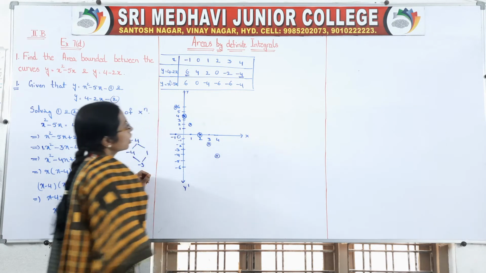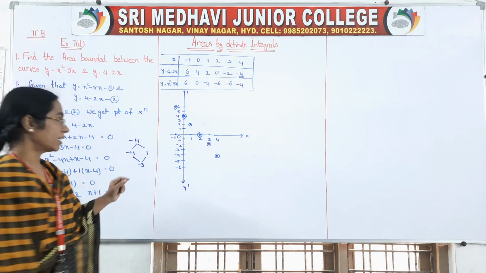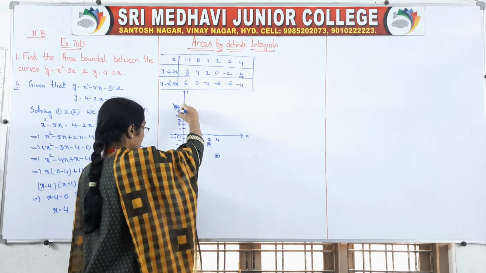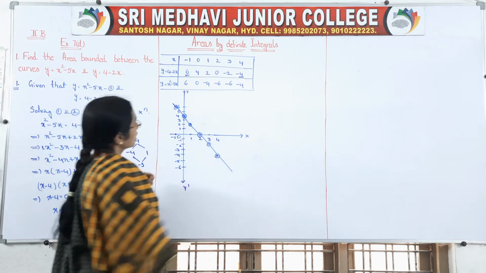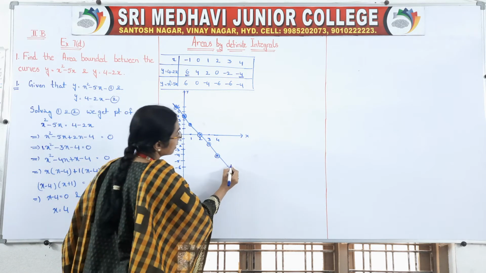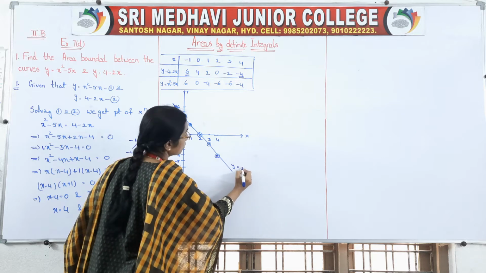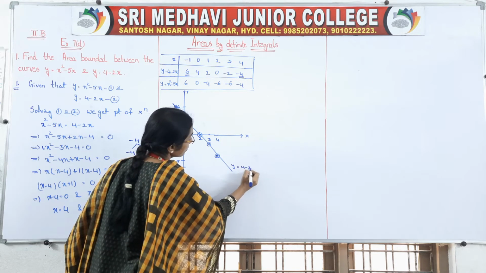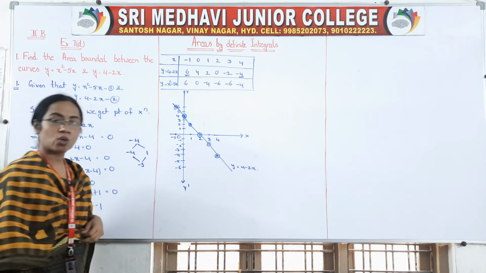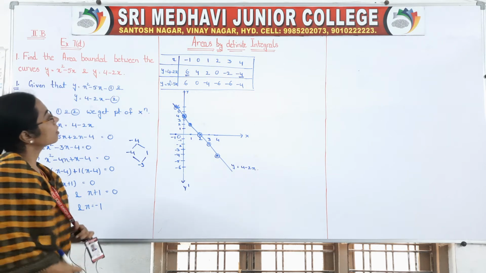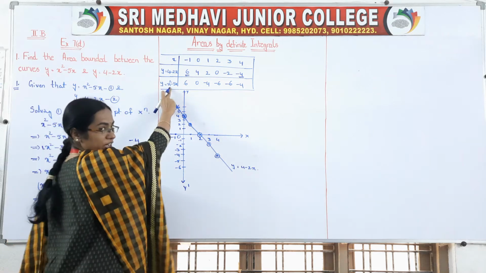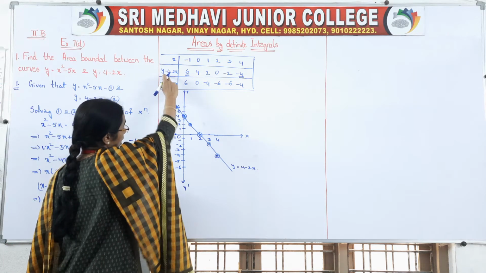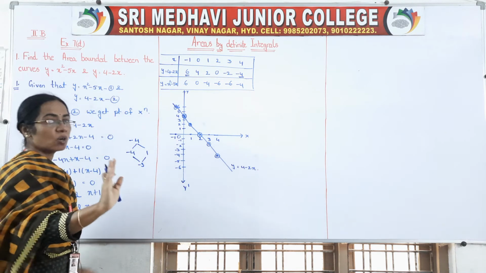Okay, so join these points, it's a line. You join all the points. So this line is nothing but y is equal to 4 minus 2x. Okay, so next come to the curve. Now we are drawing this one. This line diagram is over.